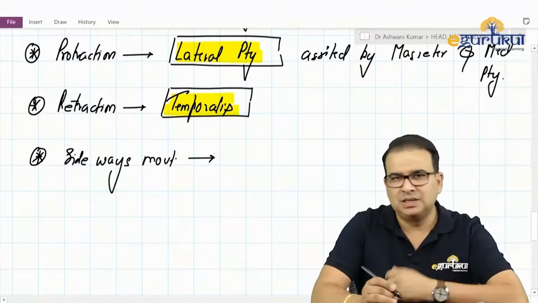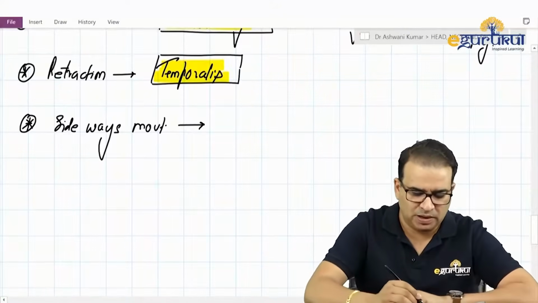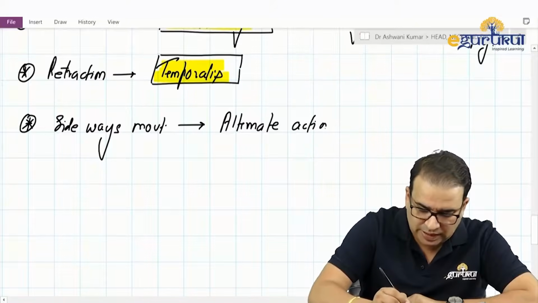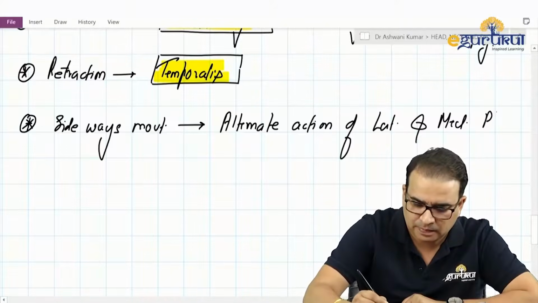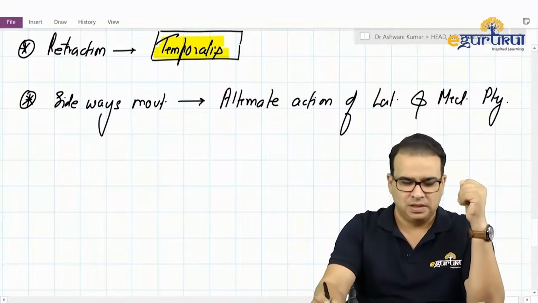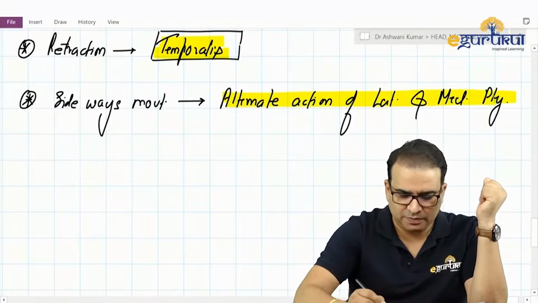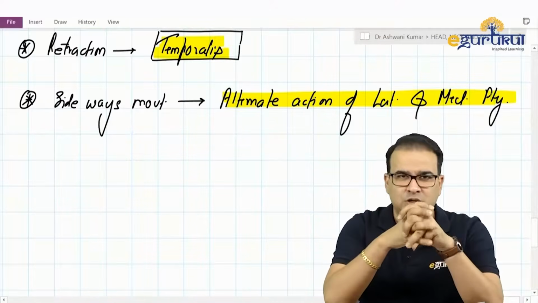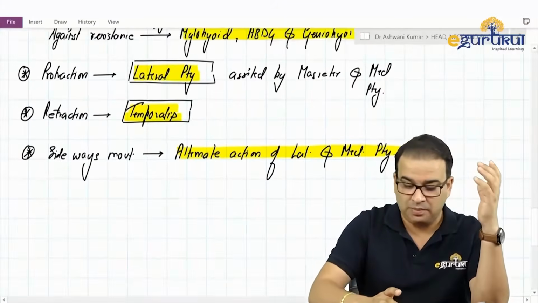Sideways movement, also can call it the side to side movement or the excursion movement of the mandible. And this excursion movement is done by the alternate action of lateral and medial pterygoid. Alternate action of lateral and medial pterygoid is for the side to side movement of the mandible. So this is about the muscles of mastication, the direction of the muscle fibers, and what exactly they will cause. And I would once again repeat that the muscles of mastication are very, very important.